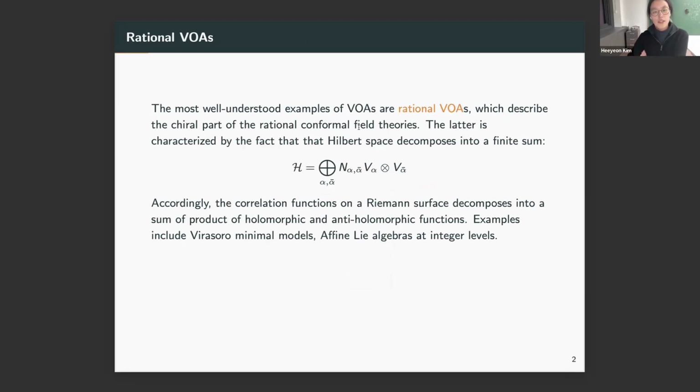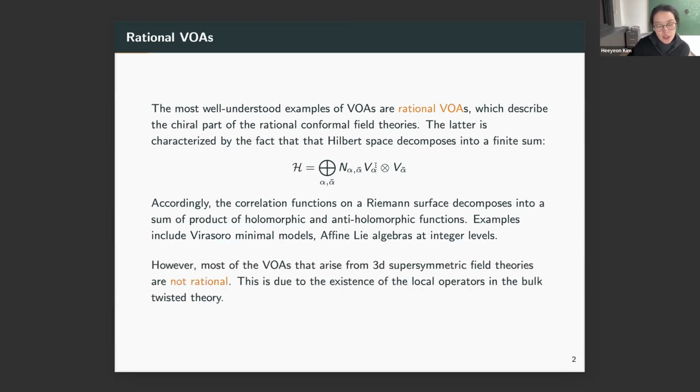And these rational conformal field theories are characterized by the fact that their Hilbert space decomposes into a finite sum like this, where R and R-bar are some finite indices. Accordingly, the correlation functions defined on a Riemann surface also decompose into a finite sum of products of holomorphic and anti-holomorphic functions. Examples of those rational vertex operator algebras include Virasoro minimal models or the affine Lie algebras at integer levels, etc.